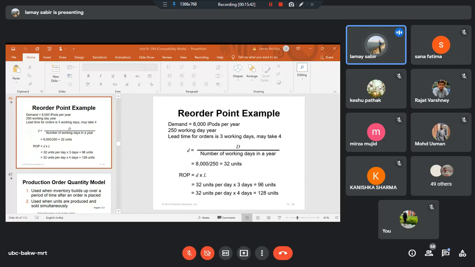Now the first thing is they want to calculate the reorder point. Based on this data, we have to calculate the reorder point. A reorder point is small d into capital L, right? Lead time is already given, which is 3 days. So lead time is given to you as 3 days. That is the lead time.